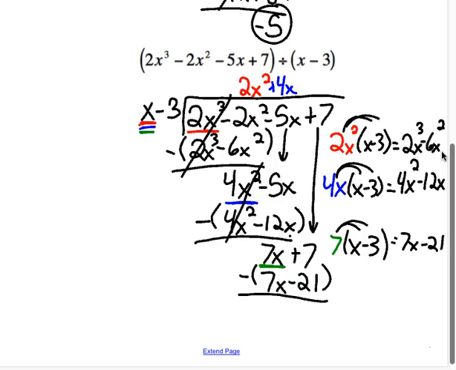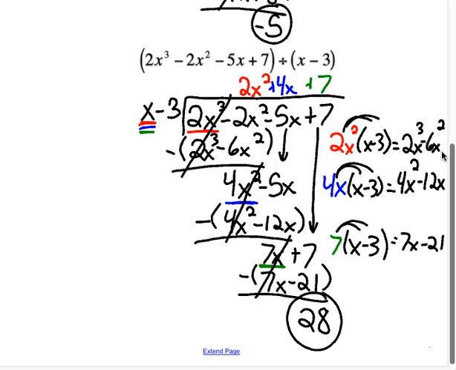7x minus 7x cancels just like it should. 7 minus a negative 21. Like we've done multiple times in this problem, when I'm subtracting a negative, it's the same as adding. So I'm left with a 28. I forgot to put that plus 7 up there. I apologize. And then that 28 is the end of our story.